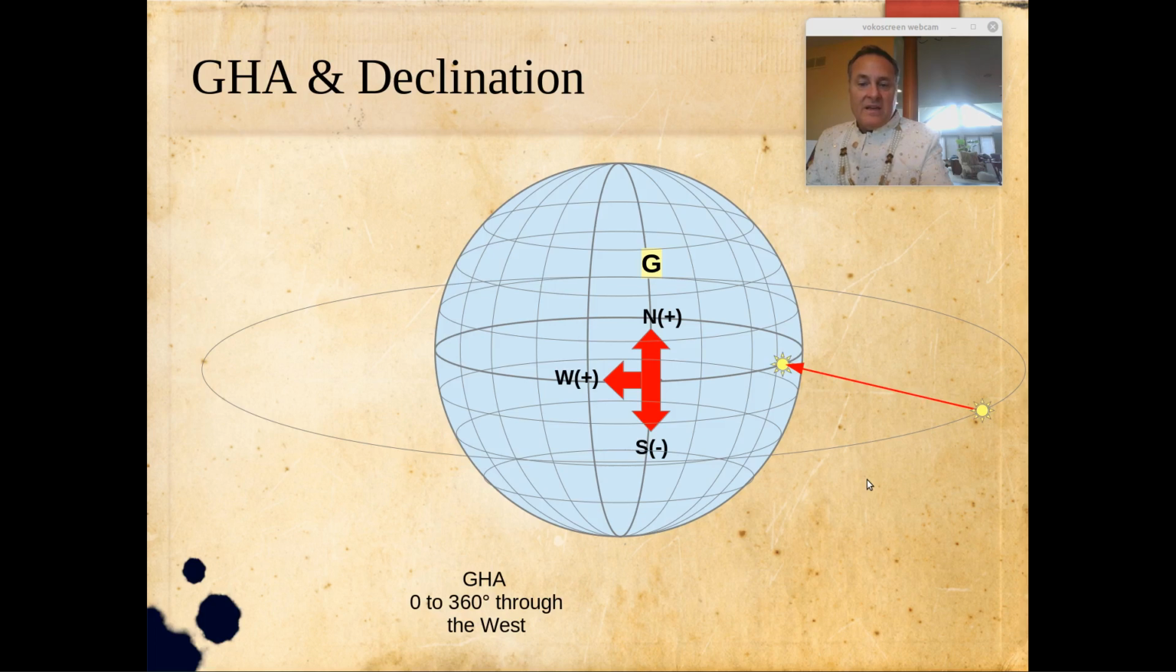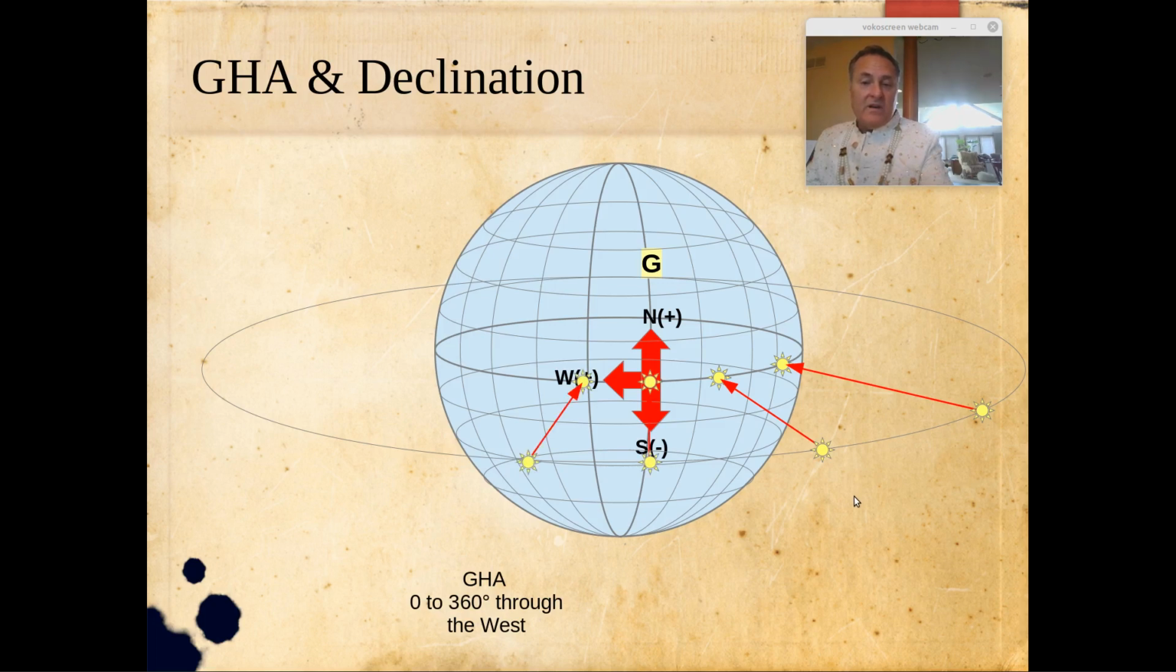So here we have a Greenwich hour angle of the sun on the equator, in other words, 0 declination, but something like 300 degrees or so of Greenwich hour angle, say 340. Here we are right at 360.